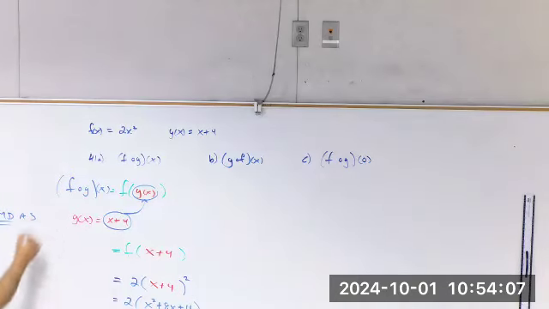So f circle g of x is equal to 2x squared plus 16x plus 32.